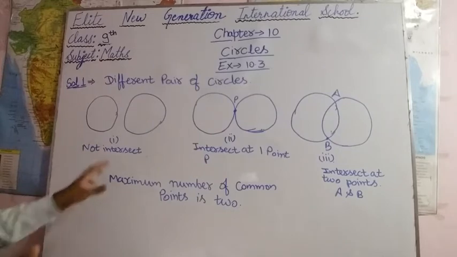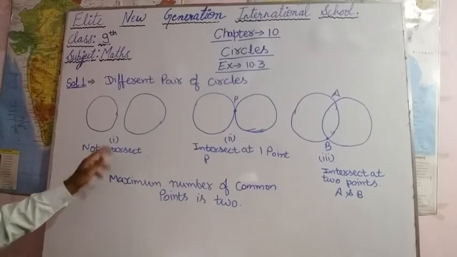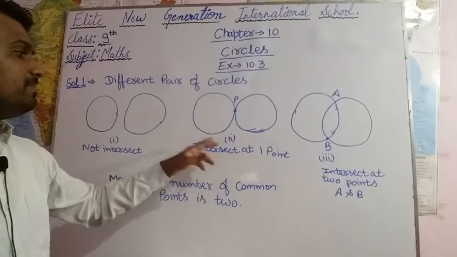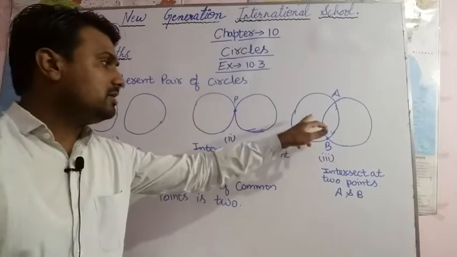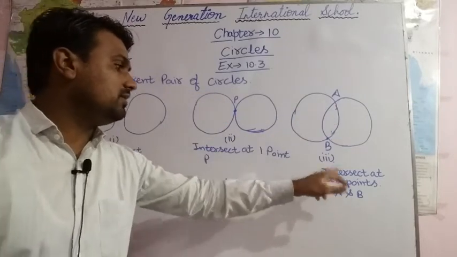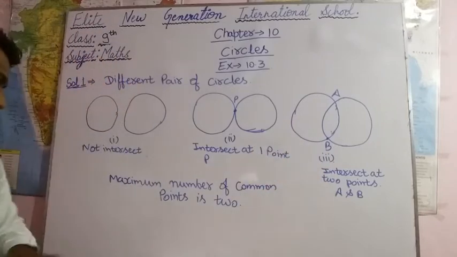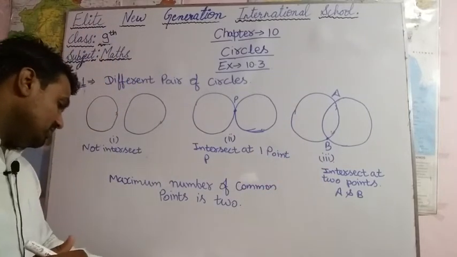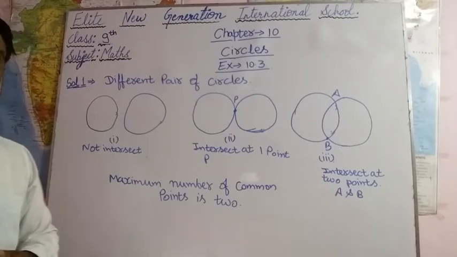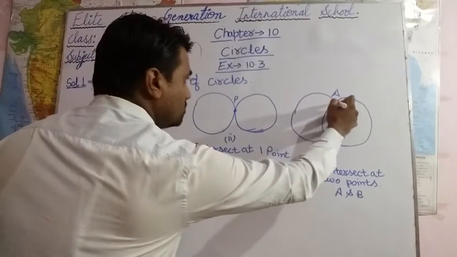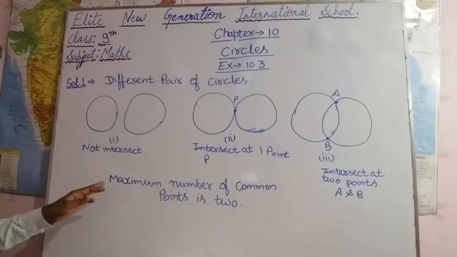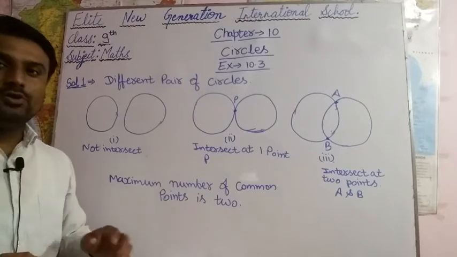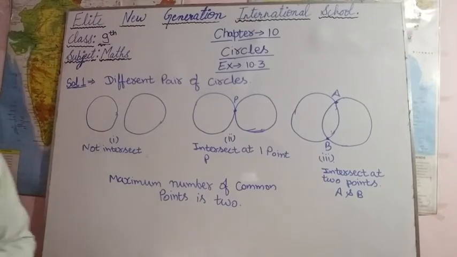In the first pair there is no intersection. In the second pair the circles intersect at one point, that is point P. And in the third pair they intersect at 2 points, that is A and B. Now it is asking what is the maximum number of common points. The maximum number of common points when two circles intersect will be 2. So we can write that the maximum number of common points is 2. In this way we can do solution number 1. Now after this, see the next question.